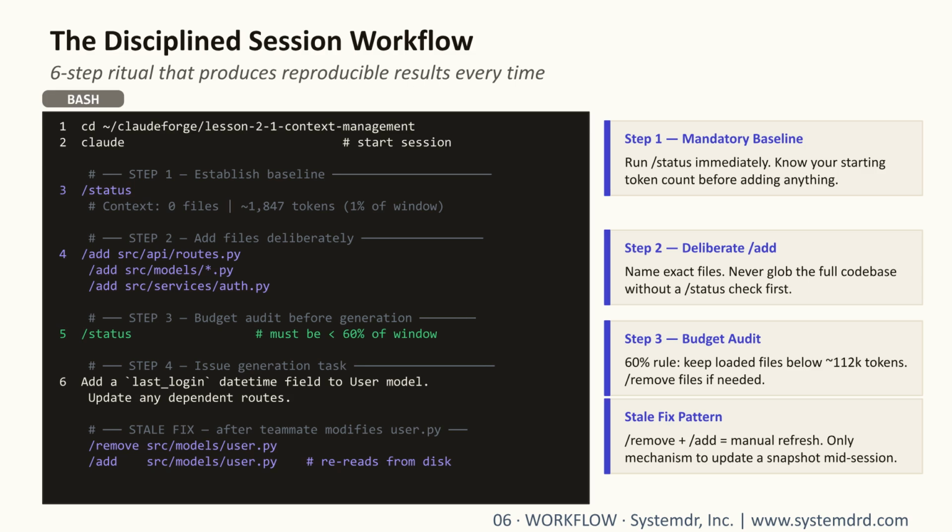The disciplined workflow involves running /status to establish a mandatory baseline, using /add deliberately with exact file paths, and performing a budget audit before any generation task. Keep your loaded context under the 60% rule. If files become stale mid-session, manually run /remove then /add for a fresh disk read.